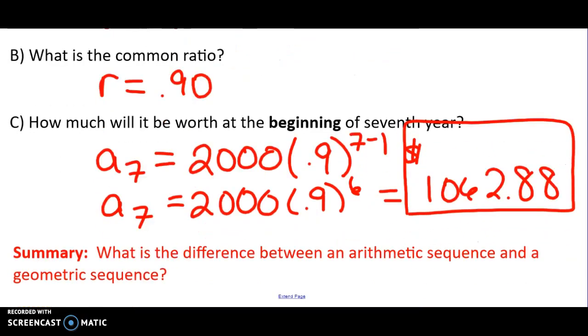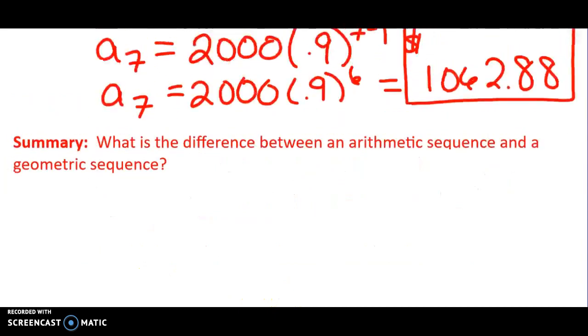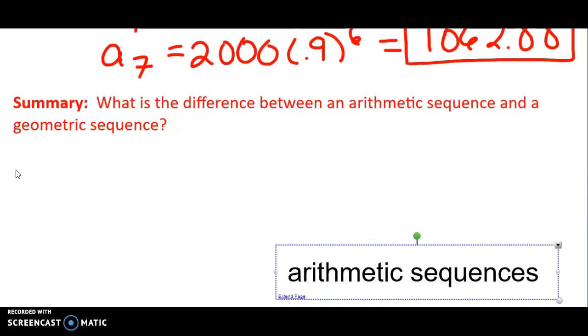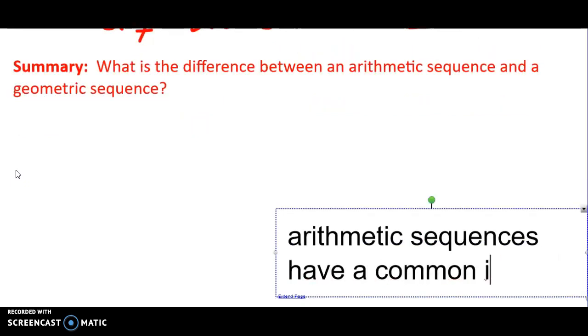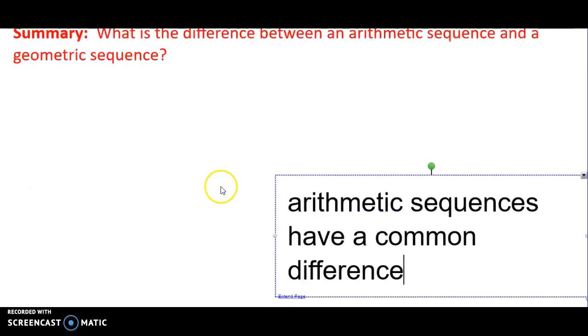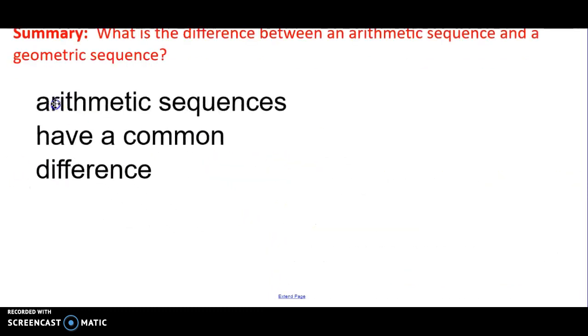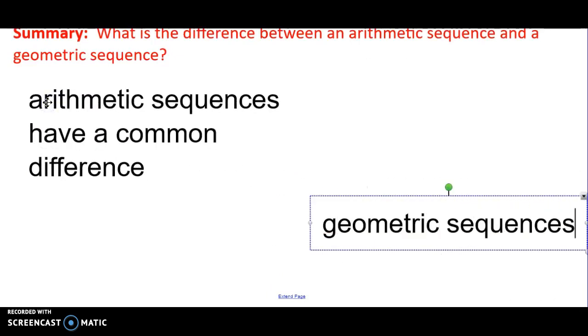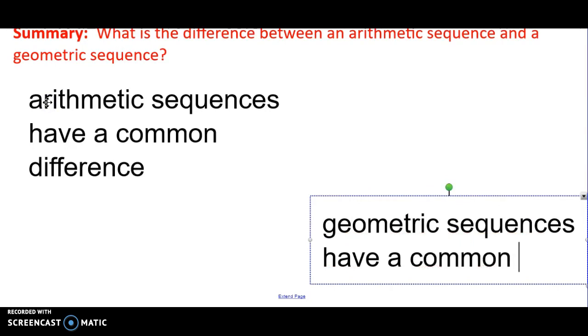And in summary, we now have learned about geometric and arithmetic sequences. Remember, arithmetic sequences have a common difference, and geometric sequences have a common ratio.